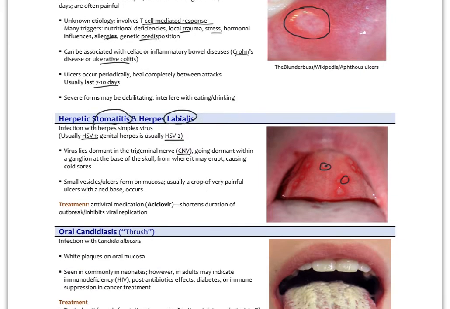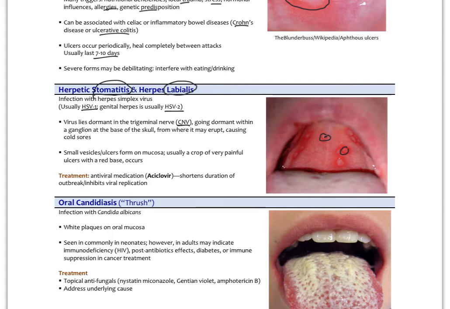The treatment here is typically biomedically with antiviral medication. Acyclovir is one example of that. Acyclovir can shorten the duration of the outbreaks. It inhibits the virus replication. We'd also look, of course, at strengthening the immune responses for the body to help with that as well.